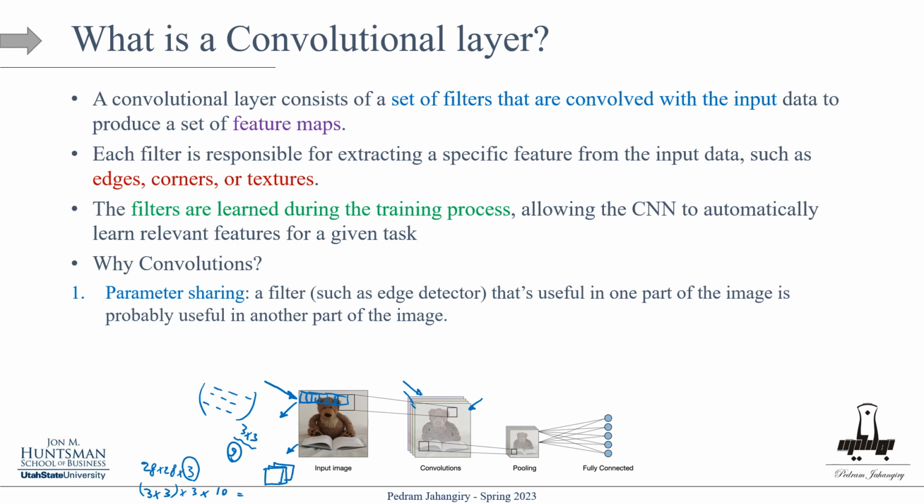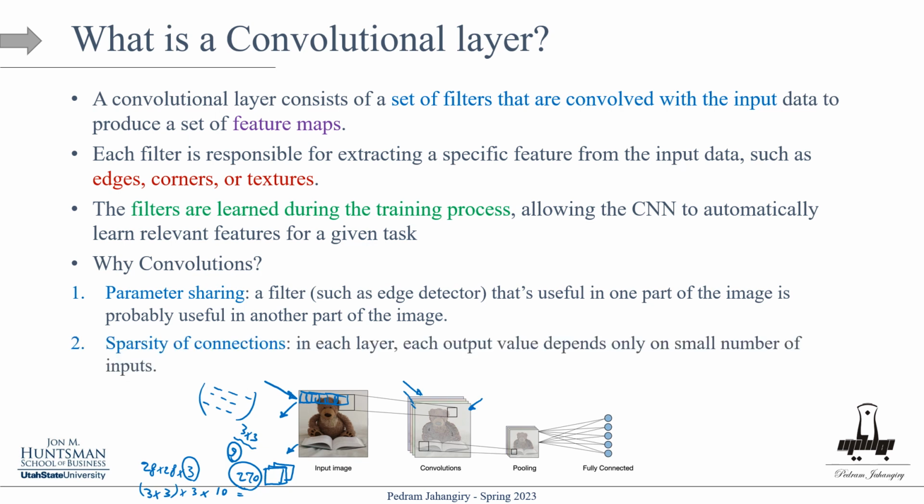So this is the idea of parameter sharing. We apply the same parameters through the entire input image. Let's say, for example, the answer is 270. So this convolutional layer is going to have 270 parameters. That's the first reason why we should use convolution.